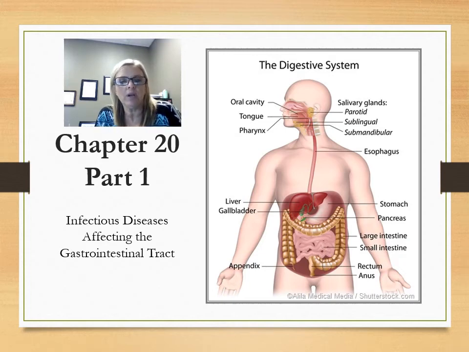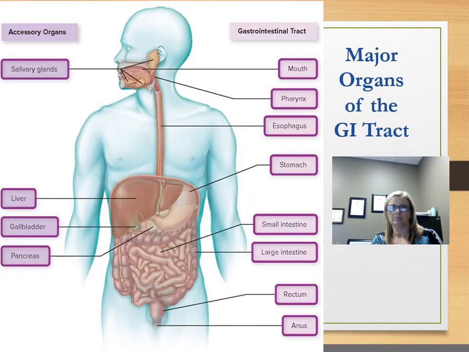All right, for chapter 20, we're going to be looking at the infectious diseases that affect the gastrointestinal tract. So the GI tract is a long tube called the alimentary canal that extends from the mouth to the anus. And so we have lots of organs here, and then we have our accessory organs. We have 8 main sections of the gastrointestinal tract. That's going to be the mouth, pharynx, esophagus, then the stomach, small intestines, large intestines, rectum, and anus.